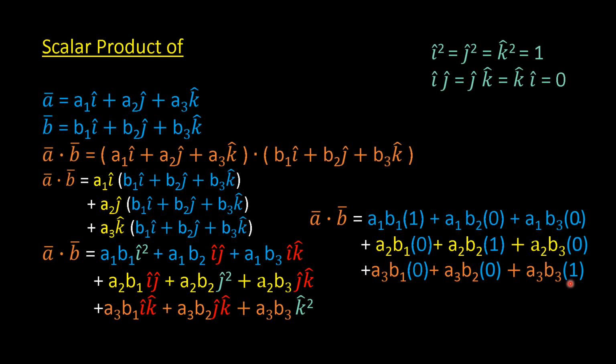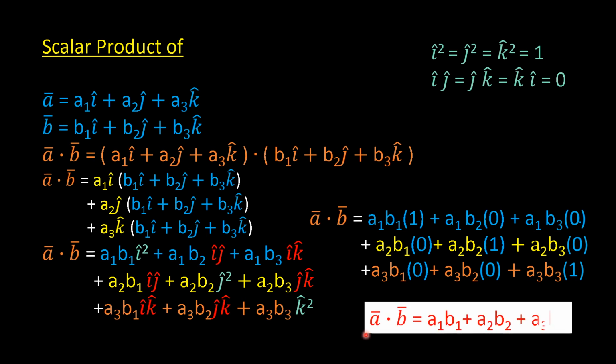So finally what we are left with is a bar dot b bar equals a1 b1 plus a2 b2 plus a3 b3. So this is the dot product of two vectors a bar and b bar, which have been given in linear combination of i cap, j cap and k cap.